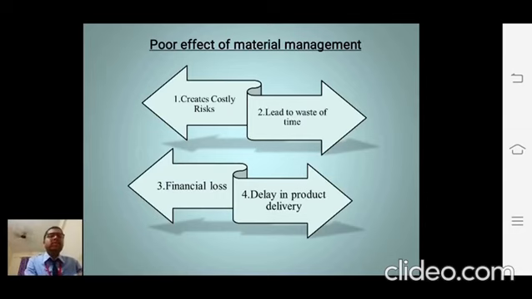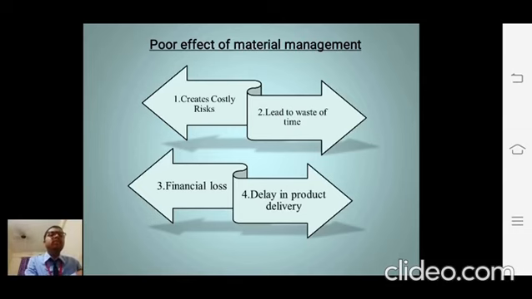First one is it creates costly risk. If we are not able to manage the material, and each and every phase requires the management of material, it creates a costly risk. Sometimes we do not make the perfect plan for how materials are going to be manufactured and what raw materials we want, and sometimes we get more material than the requirement. So it creates a costly risk.